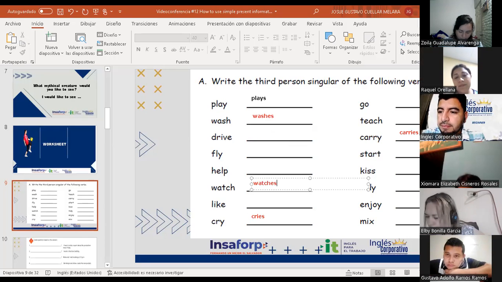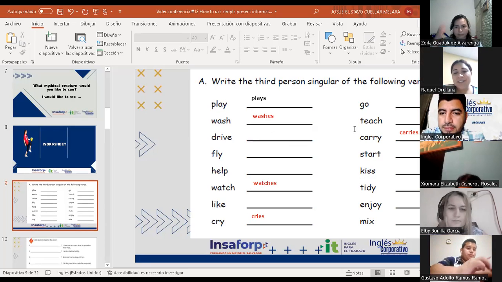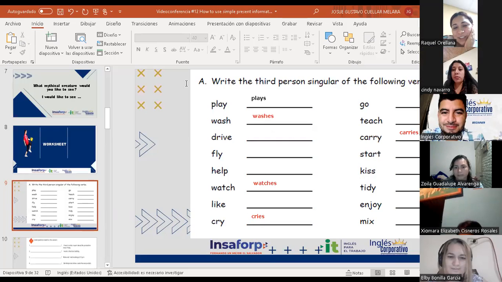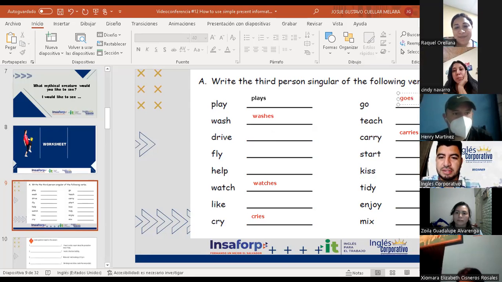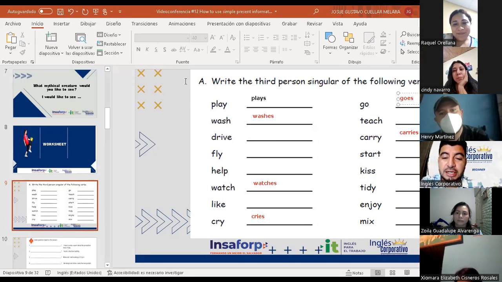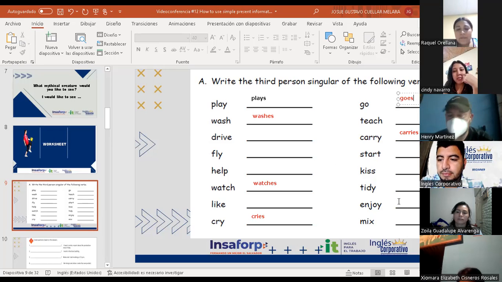Okay, Raquel. Quiero intentar, teacher. Si me equivoco, lo siento. Intenta, hija. Lo importante es morir en el intento. Goes. Eso. Se pronuncia goes, pero exactamente se escribe goes. Ya ves, cuando sigue su corazón, le salen bien las cosas. Cindy and Henry. Ok, Cindy. Enjoy. Excelente. Como tenemos una vocal antes.